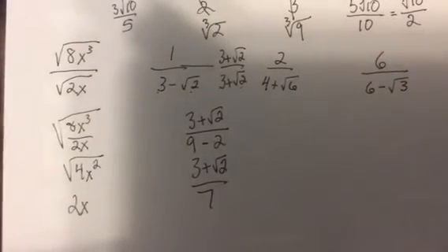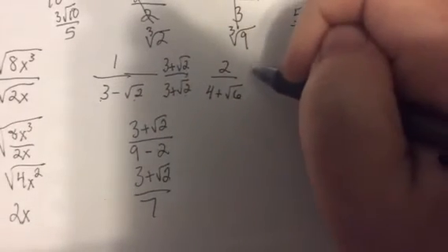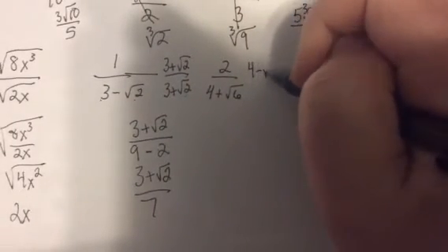over 7. Then this one, I'm going to multiply top and bottom by 4 minus the square root of 6.